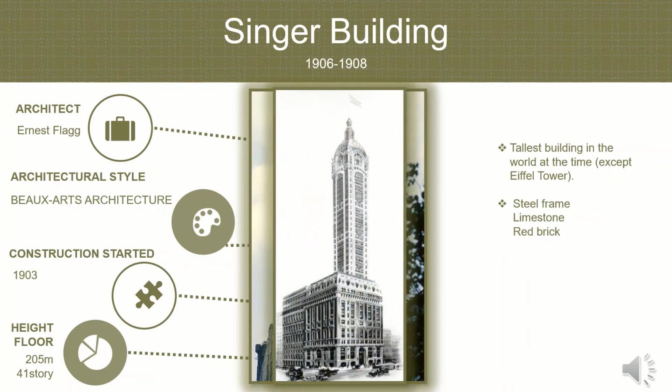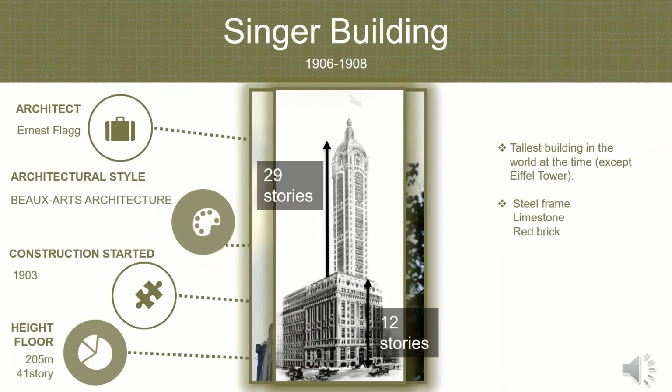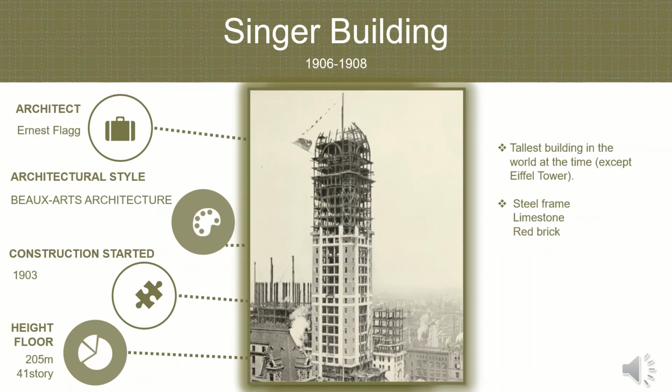The Singer Building had two main volumes, a 12-story podium that occupied the entire lot and a 29-story tower with a maximum height of 186 meters, which was offset from the street to enhance its verticality. It was built using a steel column grid and a slab that uses the same system.